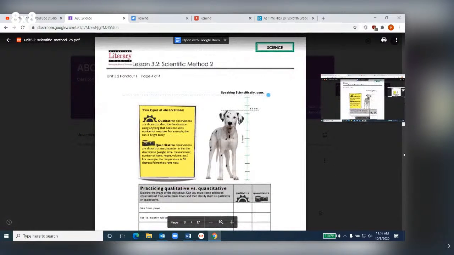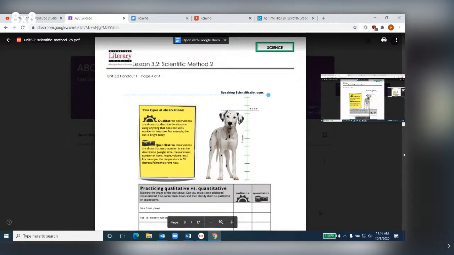And these are the 2 different ones you do. You do qualitative and quantitative. So qualitative is anything that doesn't use a number or measure. For example, the sun is bright today. That'd be a qualitative. Quantitative is based on using a number or a description, weight, measurement.